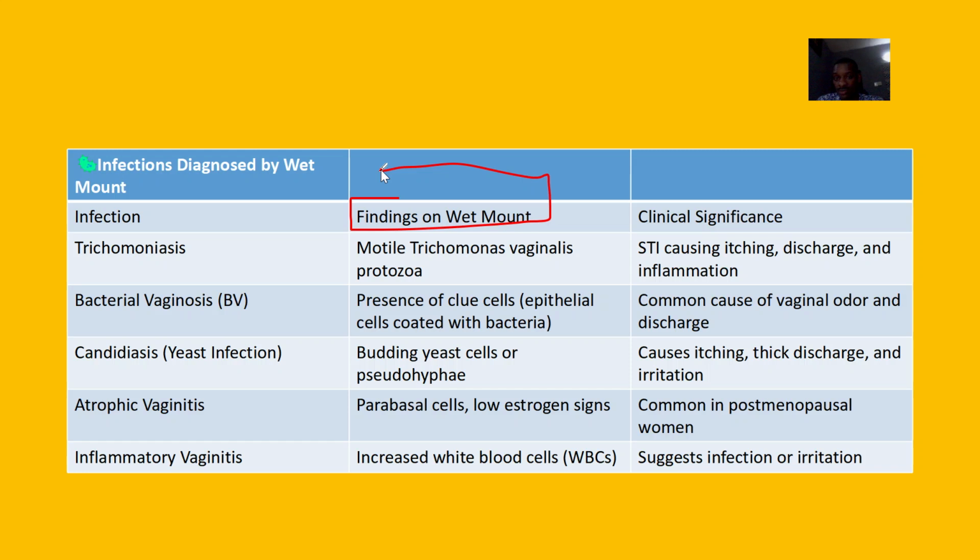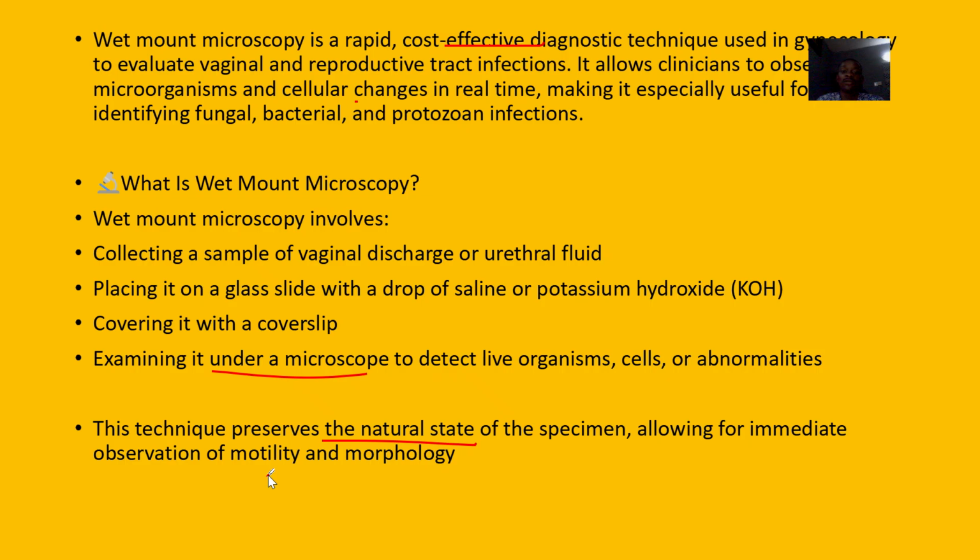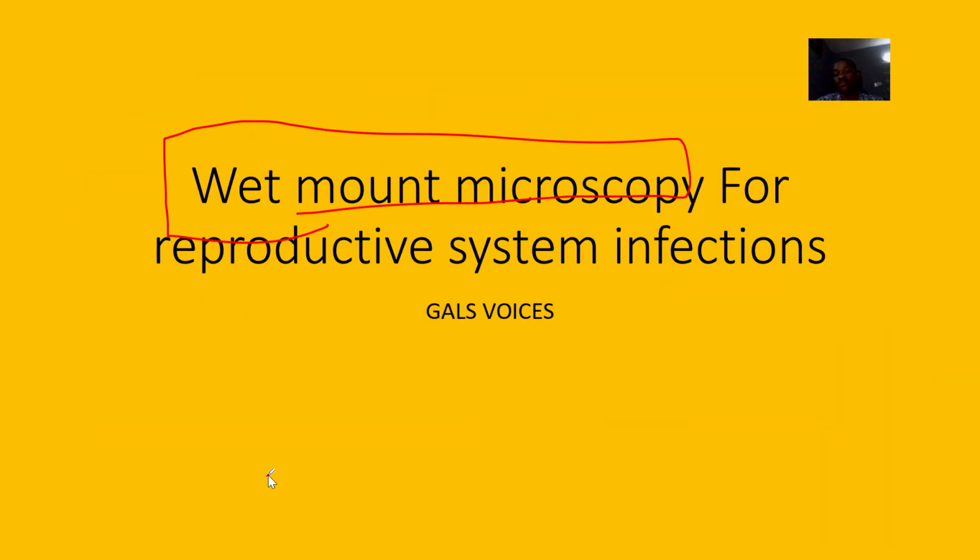on a wet mount. So the advantages of wet mount is there are immediate results. You can check the organism in real time. It is not costly, it's non-invasive, and it's very, very quick. So that's just it for the wet mount microscopy, and its applications in diagnosing reproductive system infections.